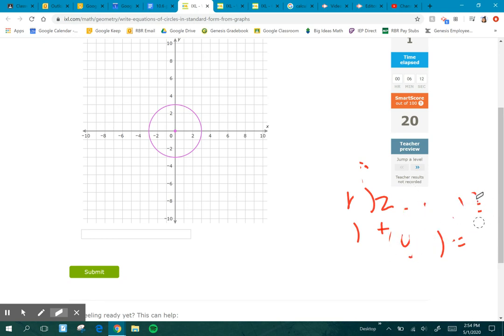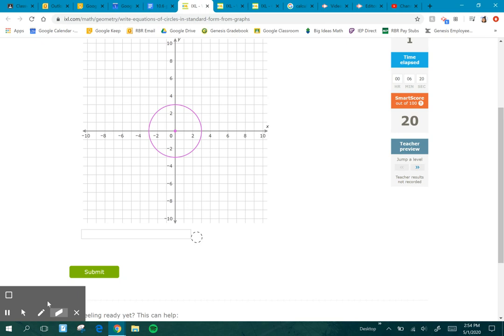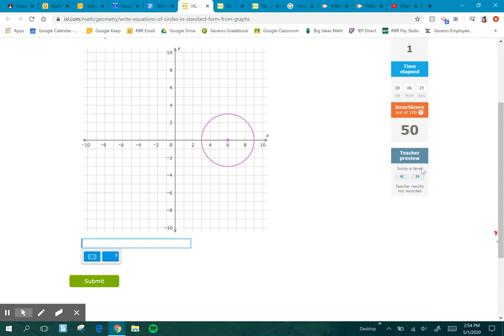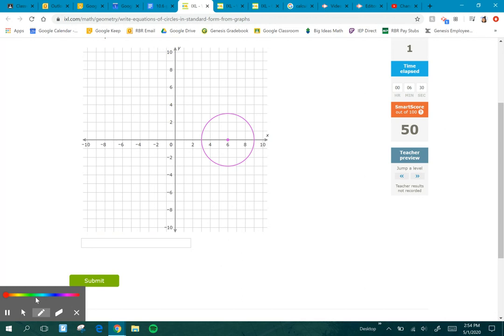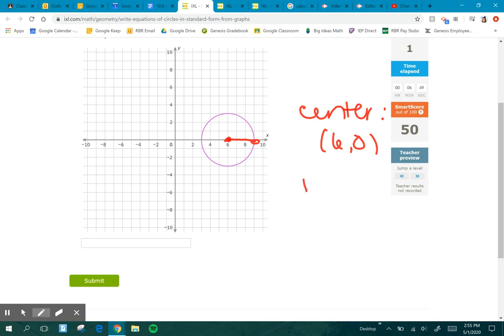Let's see if we can do one more. So for this one, actually, let's jump up a level because this one's pretty similar. If I jump up a level, this is like an option that I have in the teacher version. Okay, let's do one like this. So again, I want to know the center and the radius. Looking at this picture, my center is located here. That point is over 6, so my x value is 6, and then it's not up or down, so my y is 0. Then I need to know my radius, so that extends to here. If I count that over, my r would be 3.